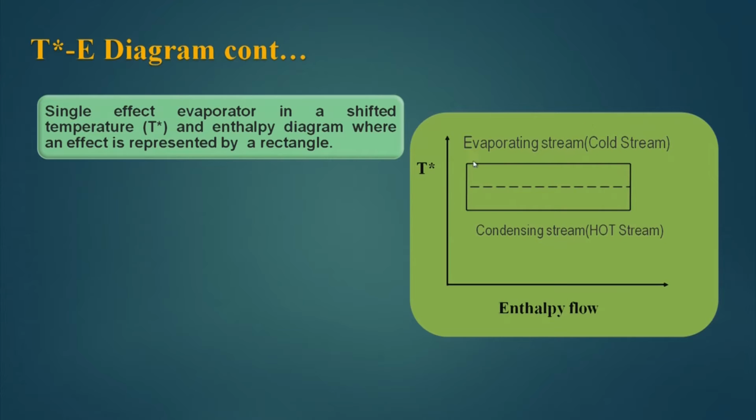Here this stream is the evaporating stream, which is called the cold stream, and this is the condensing stream, which is the hot stream, and this gap is only because I have converted the temperature to a shifted temperature, otherwise the actual temperature is the same. So, this is the representation of a single effect evaporator system in a TH diagram, where T is shifted temperature.